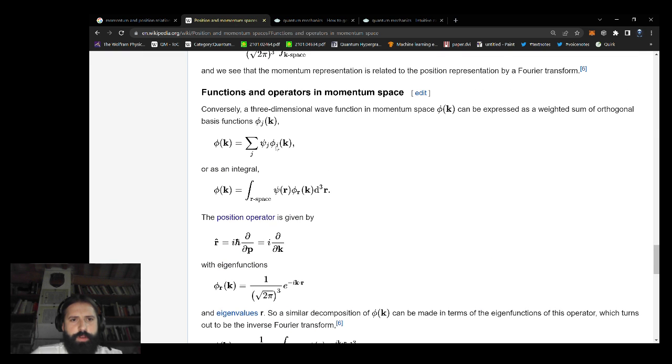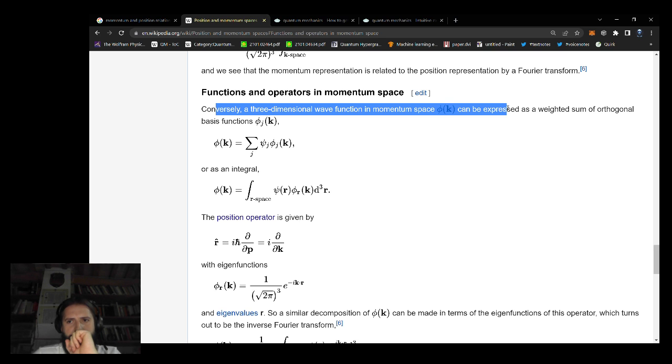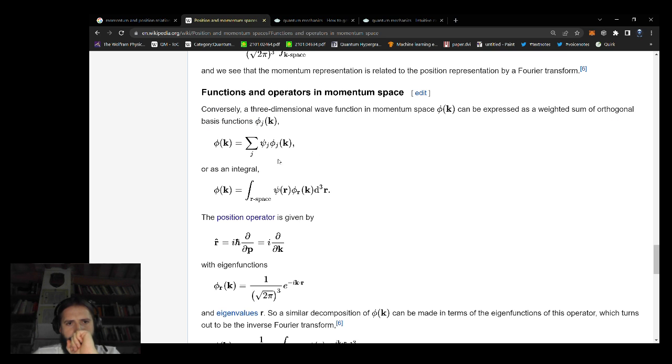Because here, that was my point in here, is why you're multiplying? This is the problem I have. Conversely, the wave function in momentum space can be expressed as the weighted sum of orthogonal basis functions. I'm not so sure why you're just multiplying here.